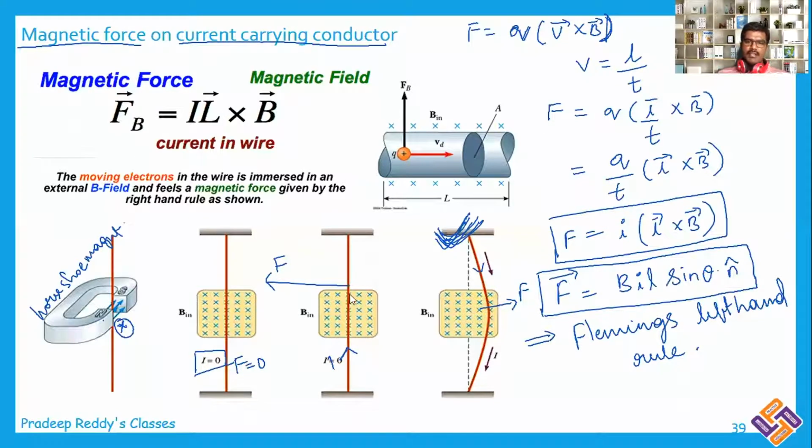And in the animation, you can see that clearly. Force is experienced on the left side, and force is experienced on the right side. If the direction of current is changed, then force also changes. The direction changes, but the magnitude will remain the same.